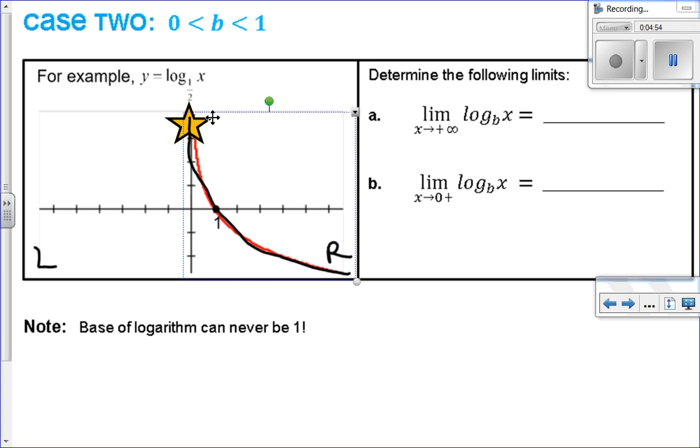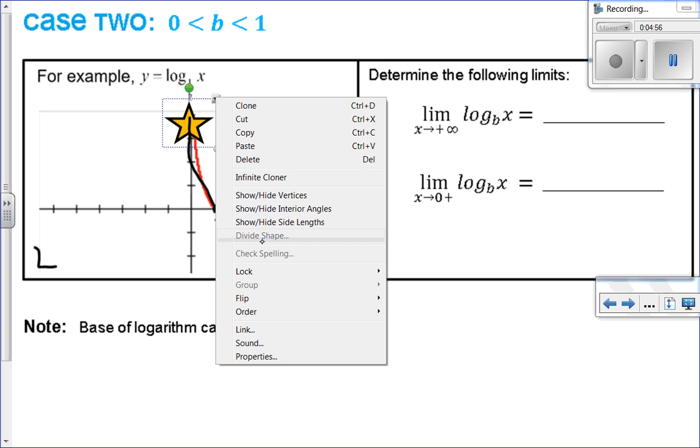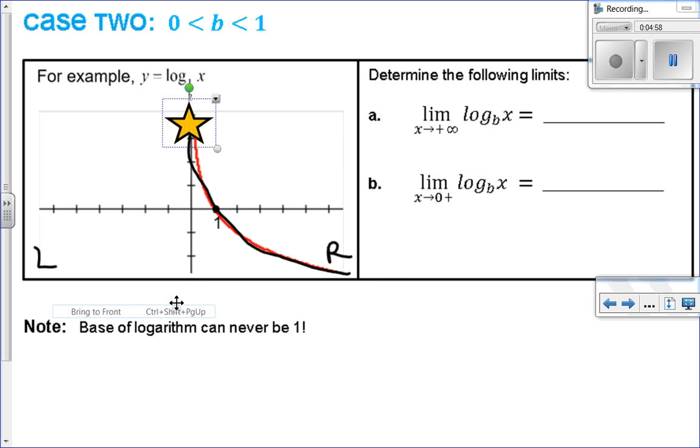So as I have my graph here, I want to look at what happens as I make x bigger and bigger. As the x values get bigger and bigger, you can see that my function, my y values, go towards negative infinity. Let's look at what happens as I approach 0 from the right. Again, I can't approach it from the left because I have a vertical asymptote there. So as I approach 0 from the right, I get closer and closer to 0. You can see that my graph goes up towards positive infinity.